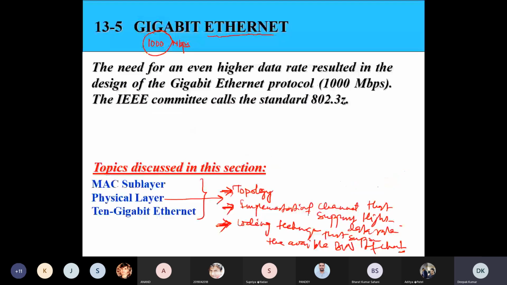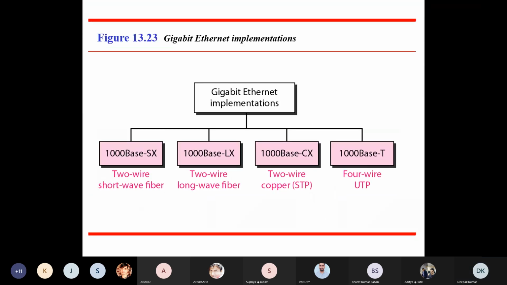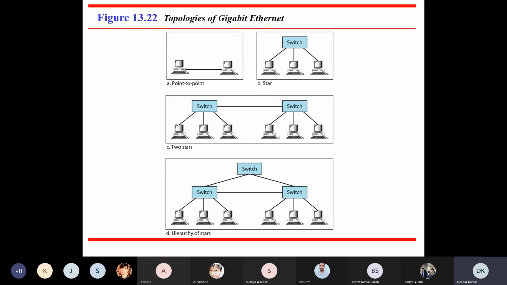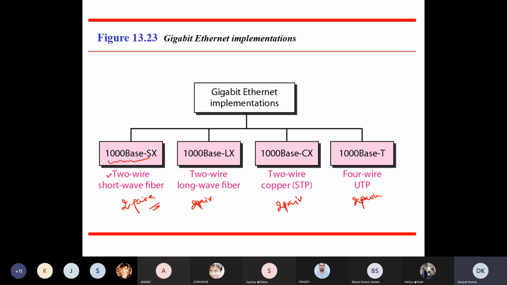See here in the diagram. This is one two pair. Here also two pair. Here also two pair. Here also two pair. The changes are done on the physical layer implementation. This is the physical implementation of the channel.